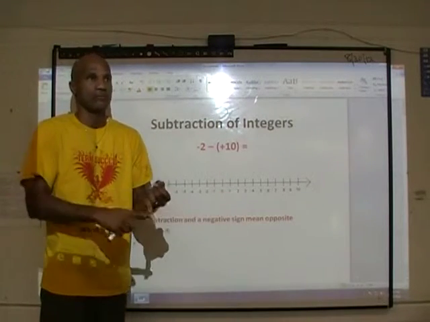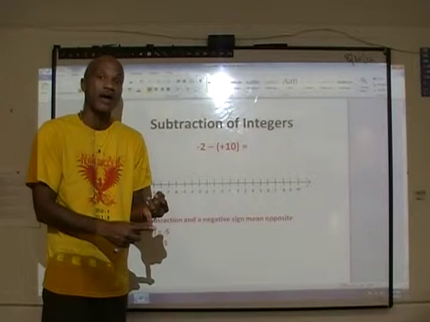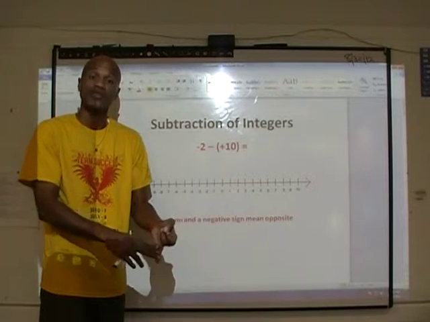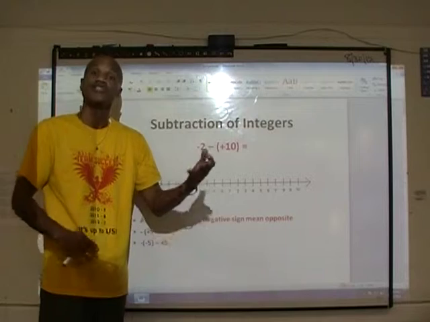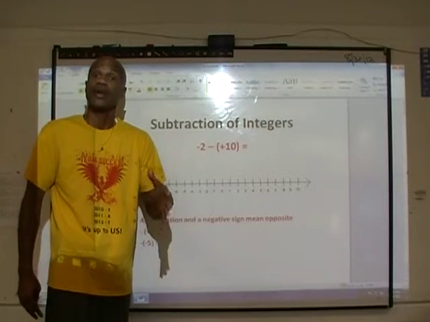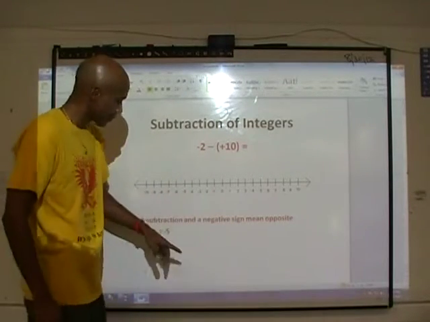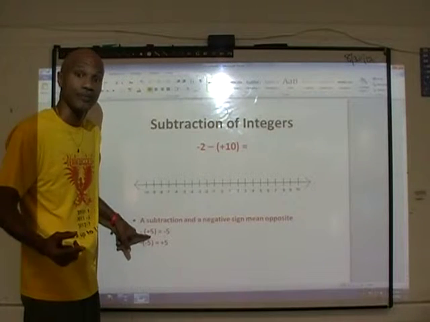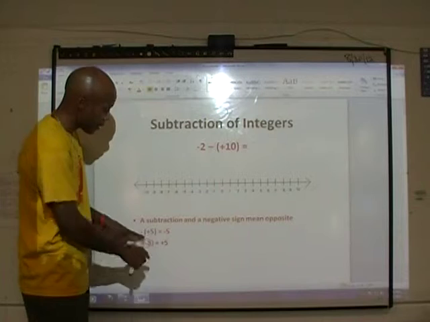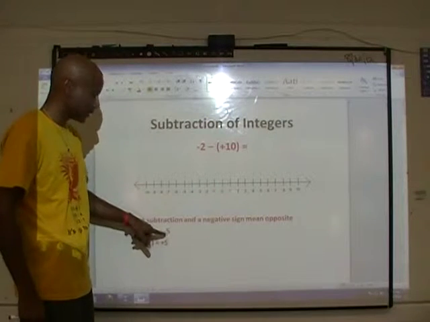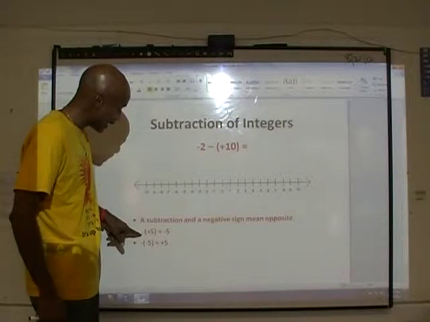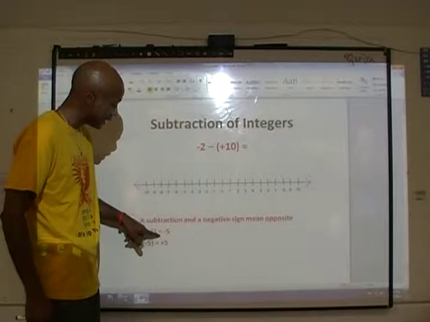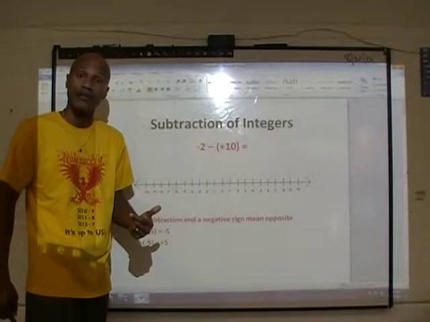Well, what's the opposite of positive 5? Negative 5. What's the opposite of addition? Subtraction. So let's see how that pertains to integers. All right, I have a negative positive 5. What's the opposite of positive 5? Well, that's a negative 5. So a negative positive 5 equals a negative 5.